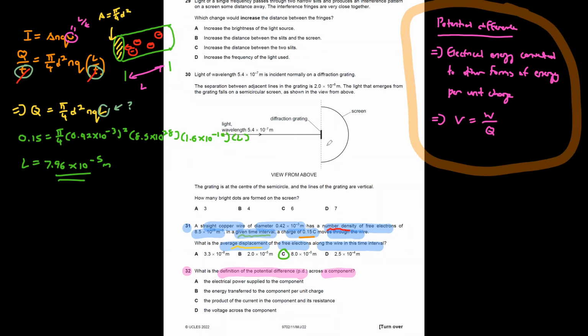For A, they mentioned it is the electrical power supplied to the component. PD is voltage. It is not talking about power, so this is out. And then after that, if you look at the next answer choice, B says that it is the energy transferred to the component per unit charge. This one seems to closely relate to this. So this one could be your possible answer. Okay, but let's just check the rest of the answers just to be sure.